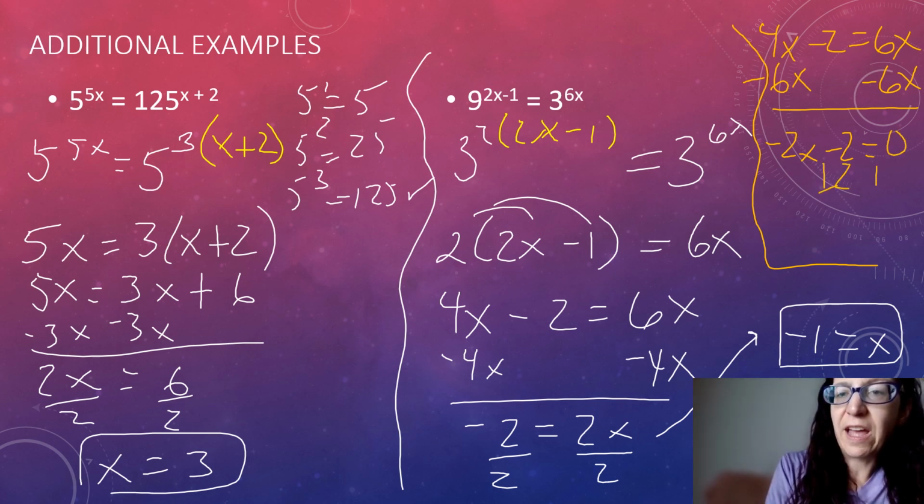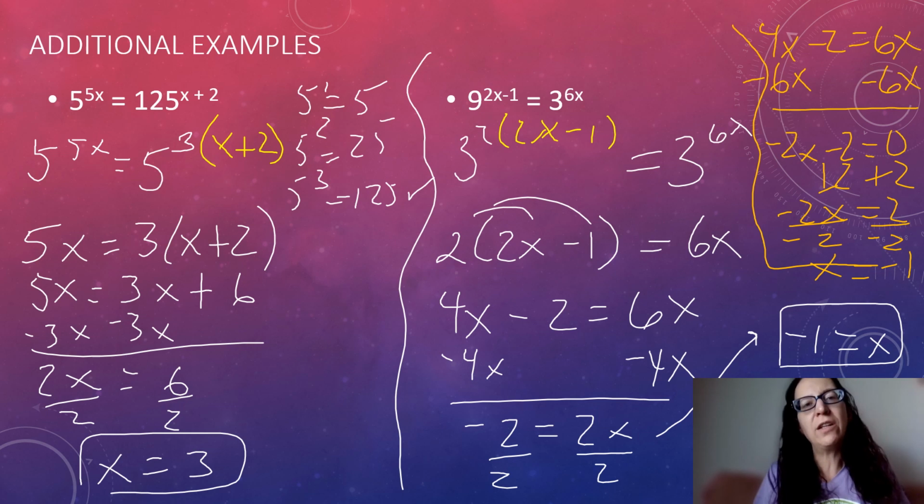Which is a thing. And then we would add 2 to both sides to get negative 2x equals 2. And then divide both sides by negative 2 to get x is equal to negative 1, which is, of course, the same answer. And it should be the same answer because it is the same problem.